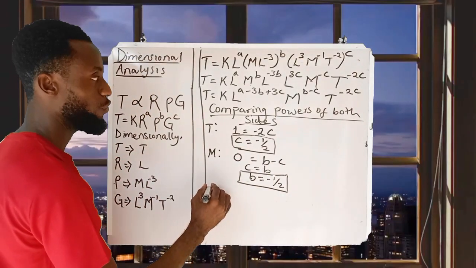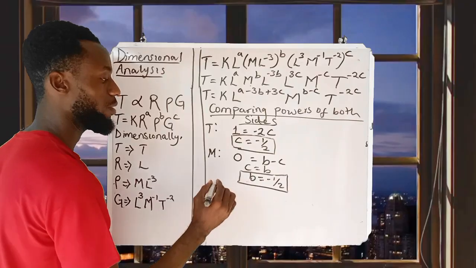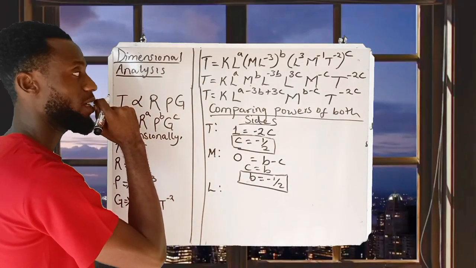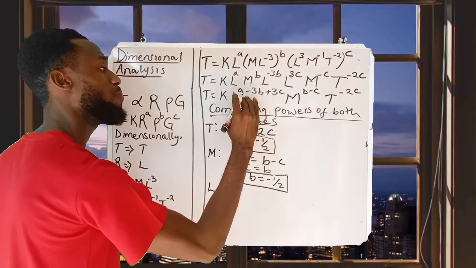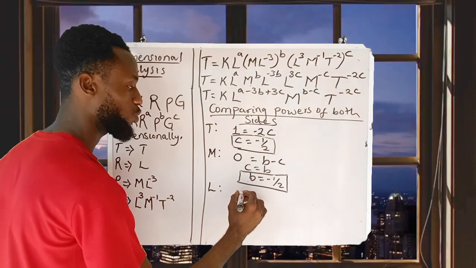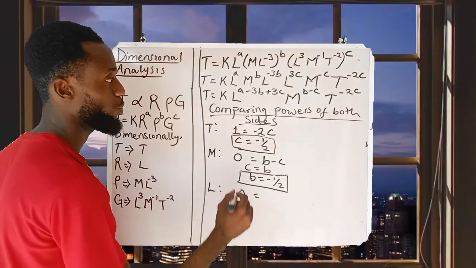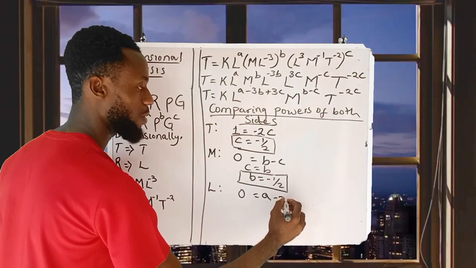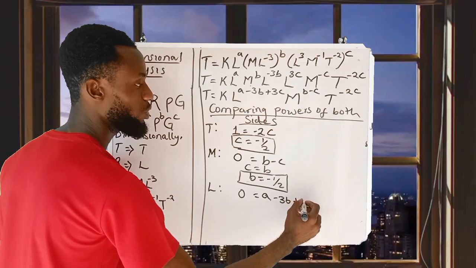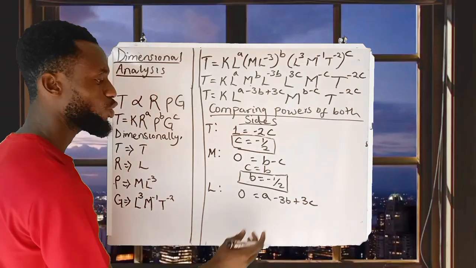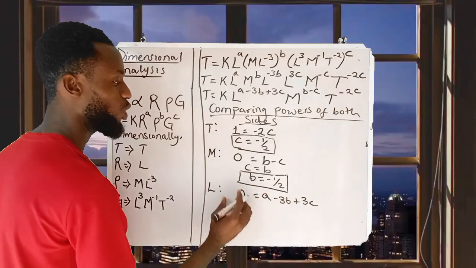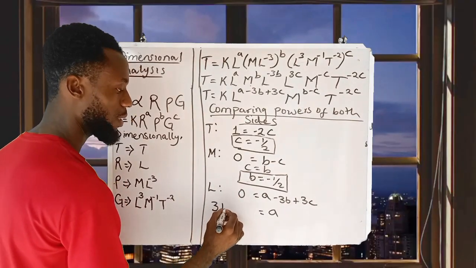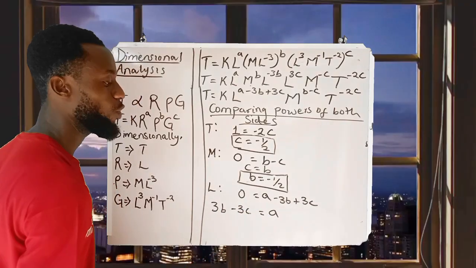And thirdly, we can now go for the powers of L. For the powers of L, there is no length on the left hand side. So that also means that the powers on the right will be equated to 0. So 0 on the left is equal to a, which is unknown, minus 3b plus 3c. Okay, so leaving a on one side, bring the other ones where they belong. So 3b minus 3c is how we get a.